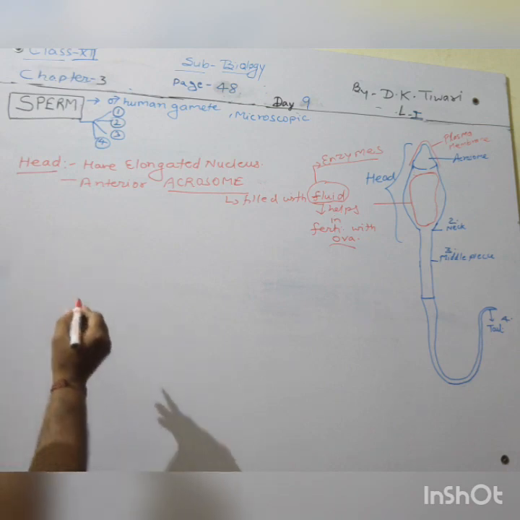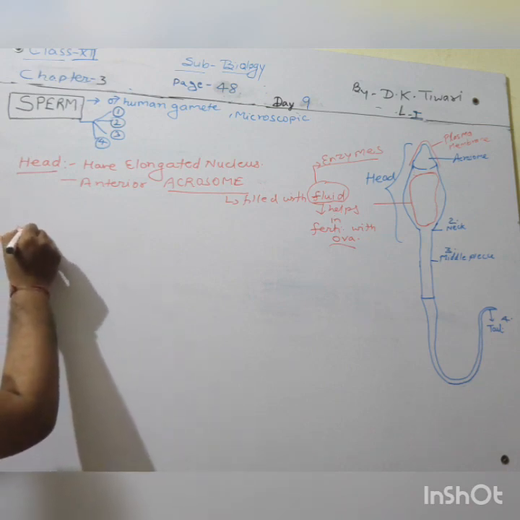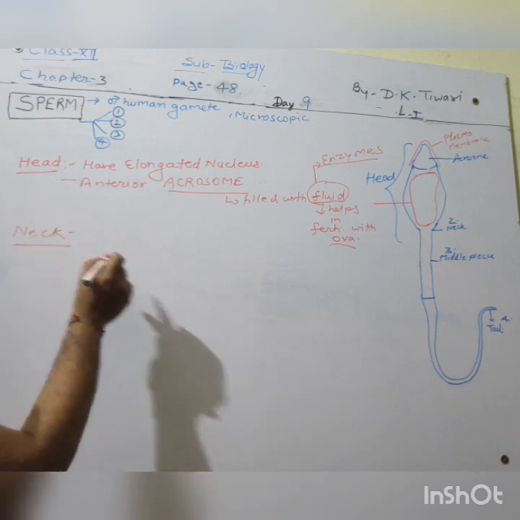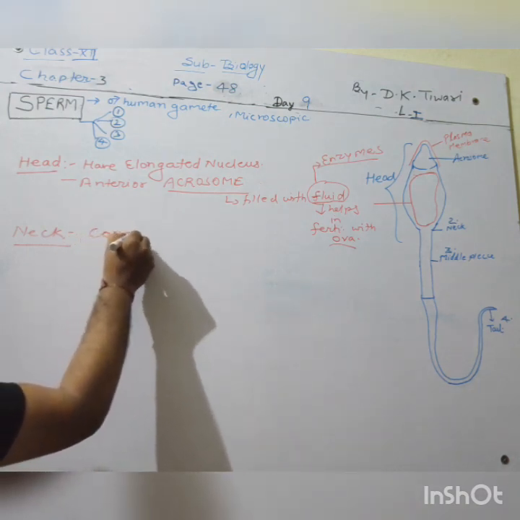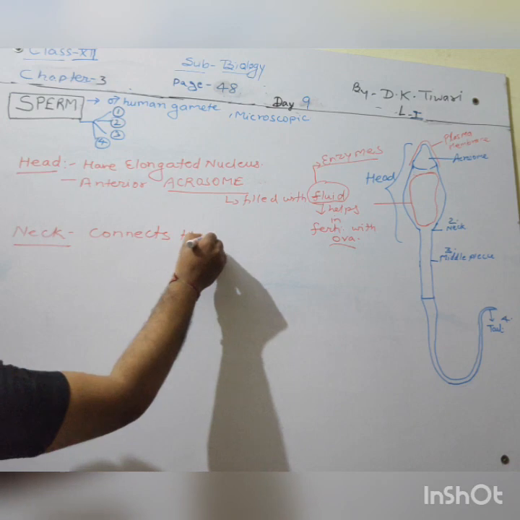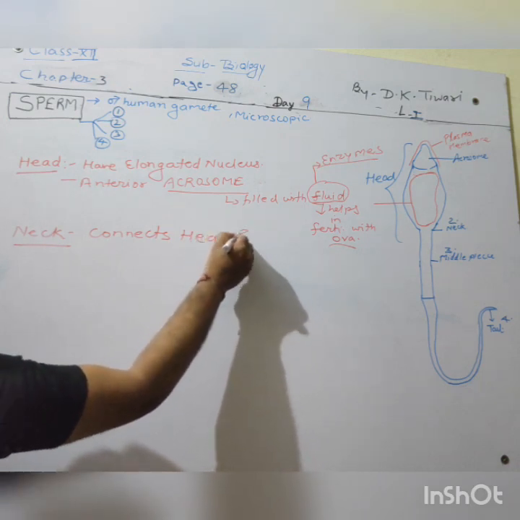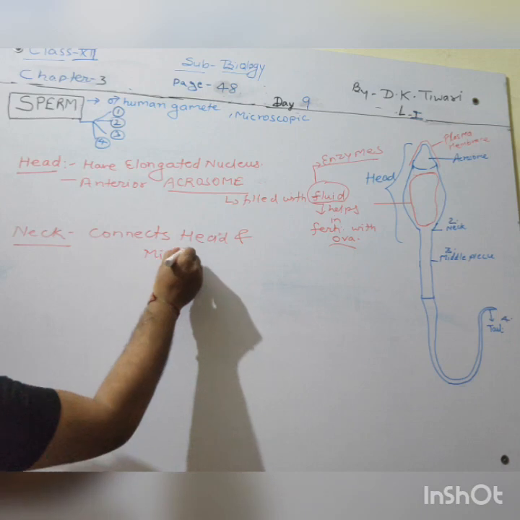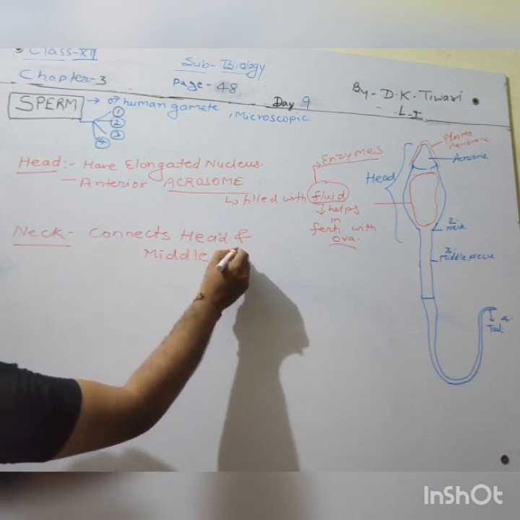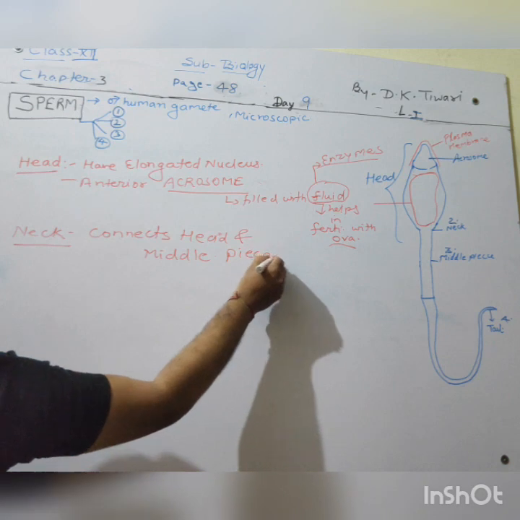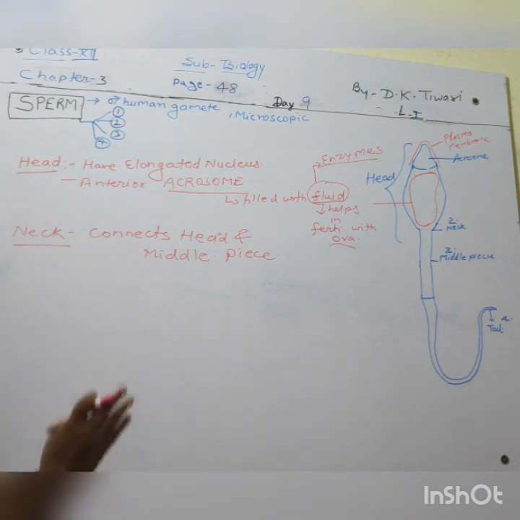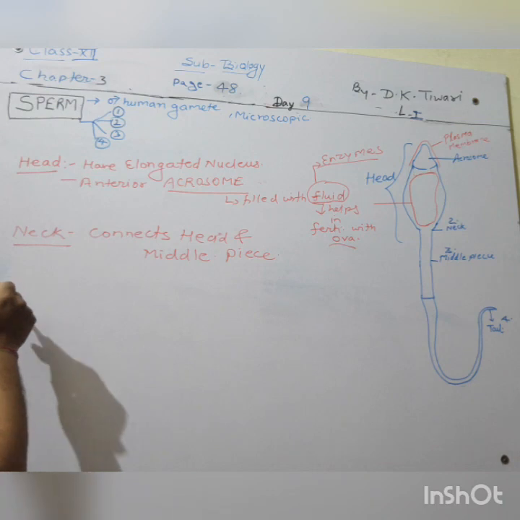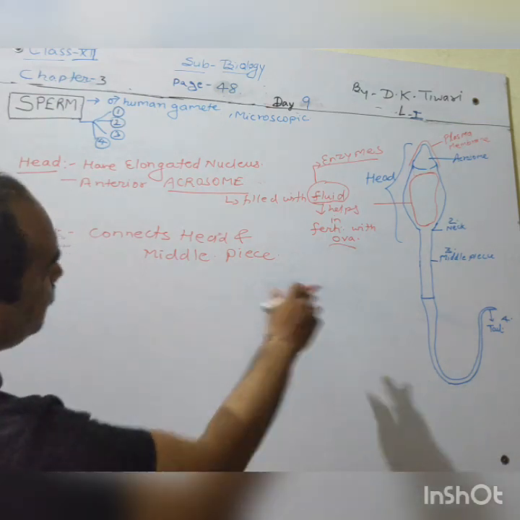Now the next one is the neck. Neck has nothing to do, it just connects the head and middle piece. So nothing to discuss here much, just a point of connection. The middle piece is connected here with the neck to the head.